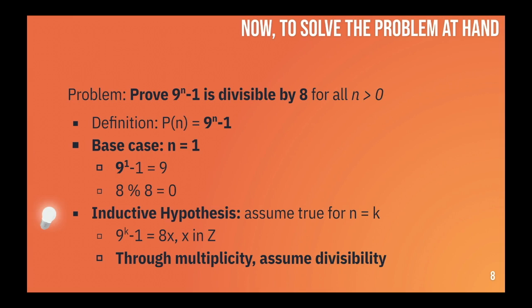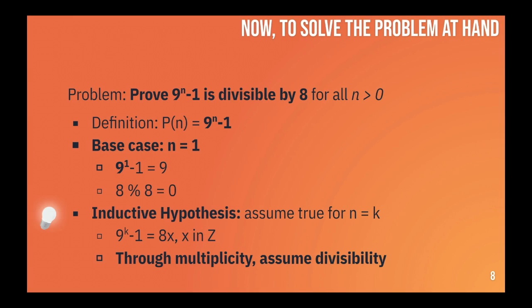When n equals 1, we see that 9 to the first power minus 1 is 8. Additionally, we know that 8 modulo 8 is 0. Therefore, when n equals 1, the expression is divisible by 8. We have proven our base case to be true for when n equals 1. Next, we can state our inductive hypothesis.